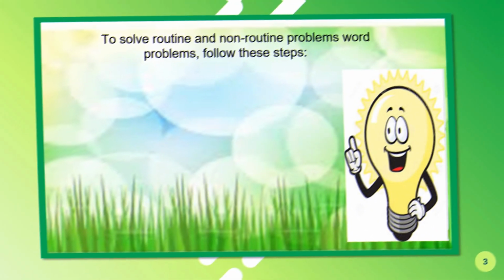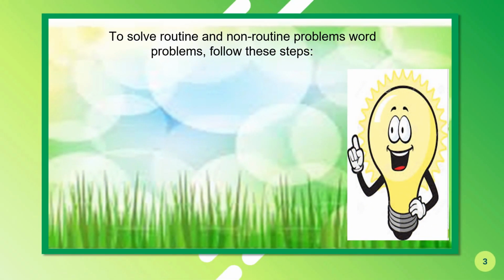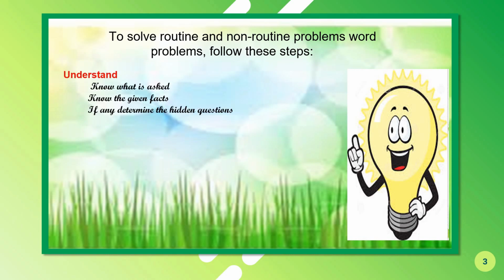On our previous lesson, we have learned how to solve routine and non-routine word problems. We just followed these simple steps. Step 1 is understand. We need to know what is asked, so these are the questions that we need to answer. Know the given facts. These are the important numbers or information to solve the problem. And if any, we determine the hidden questions.